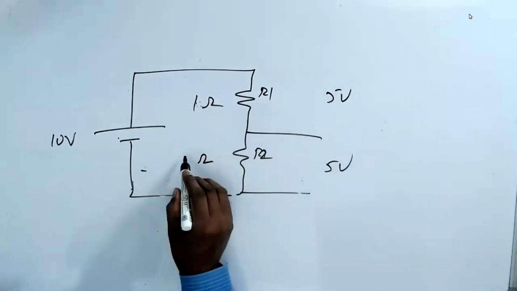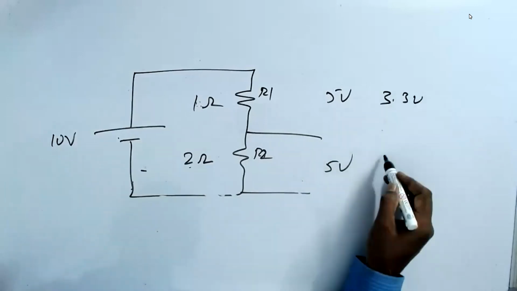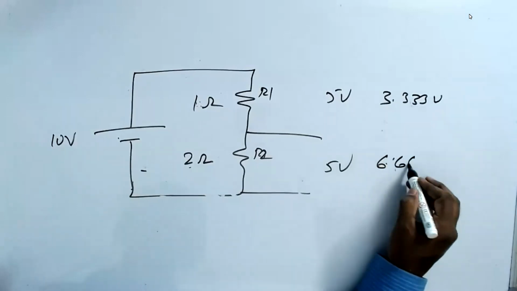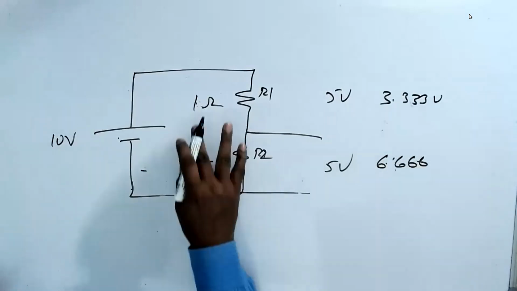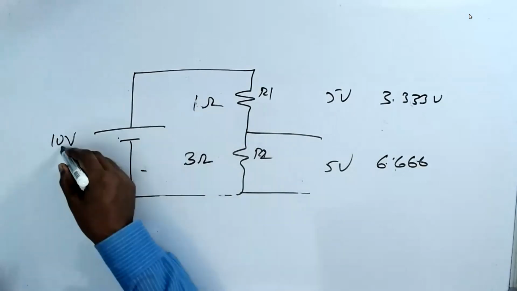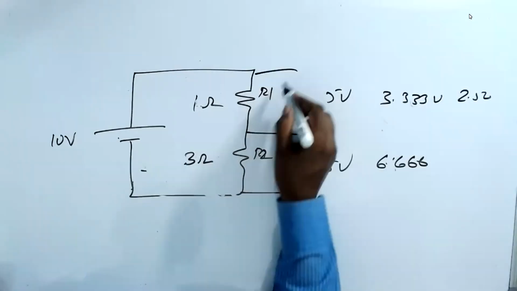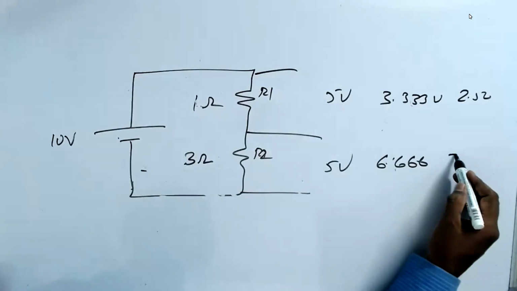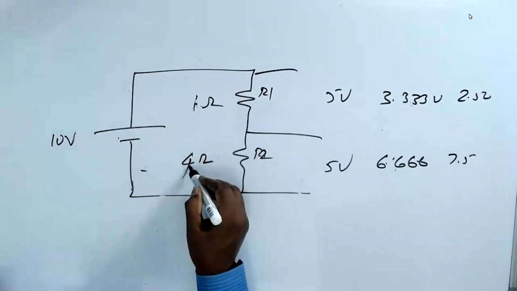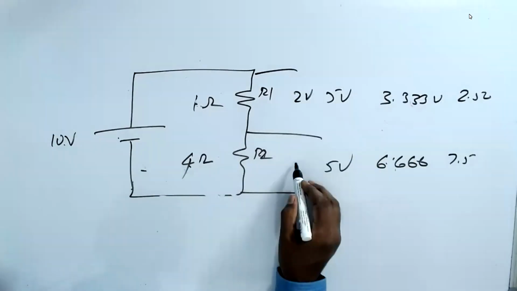If we make it 2 ohm, 1 plus 2 is 3. So it becomes 3.333 volts and 6.666 volts. Now, if you make it 3 ohm, 1 plus 3 is 4. 10 by 4 is 2.5. So V1 becomes 2.5 volt, and V2 becomes 7.5 volt. I make it 4 ohm, 1 plus 4 is 5. So 10 by 5 is 2. So it becomes 2 volt, and this becomes 8 volt.